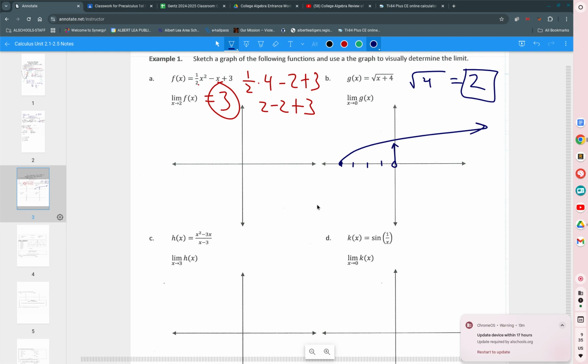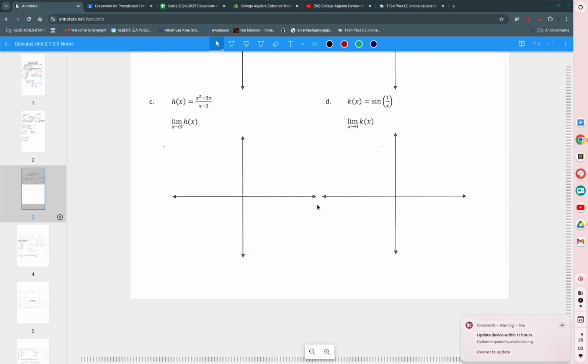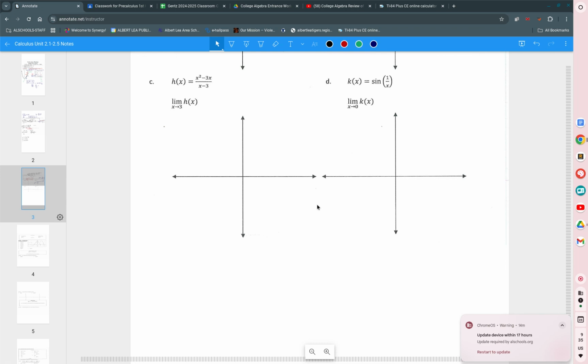Okay. Now, this one's a little bit different. X squared minus 3x over x minus 3. It says limit as x goes to 3. Okay. That graph looks a little bit different. Okay. It looks like this. Over that spot right there is the location 3, 6. Now I'm going to show you how I came up with that.